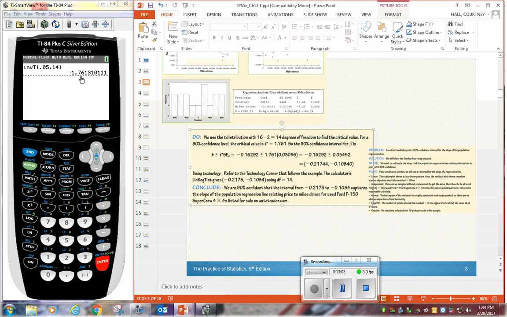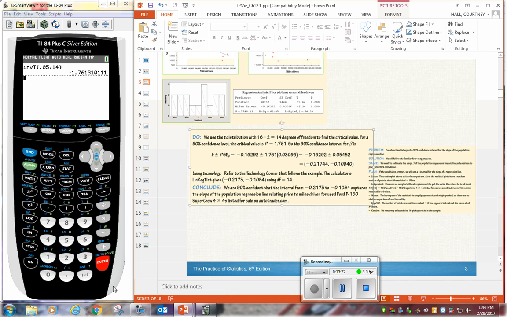Yes, it does come out negative, but that doesn't really matter because you have a plus or minus in front of it. And then the other thing we need is the SE sub B, which is your standard error of your slope. So you come over here to where your slope is, and you look across to where the standard error is, and that's where the 0.03096 came from.